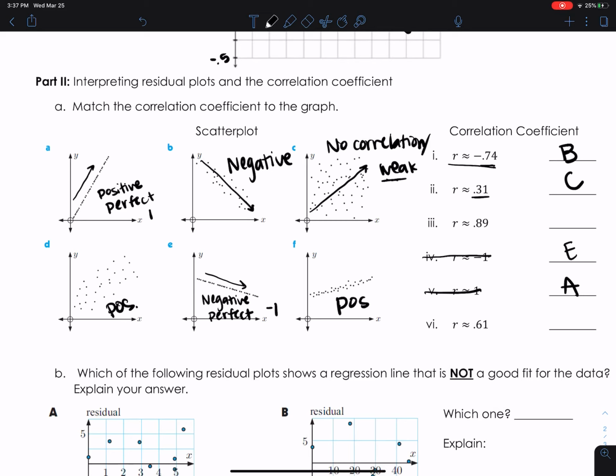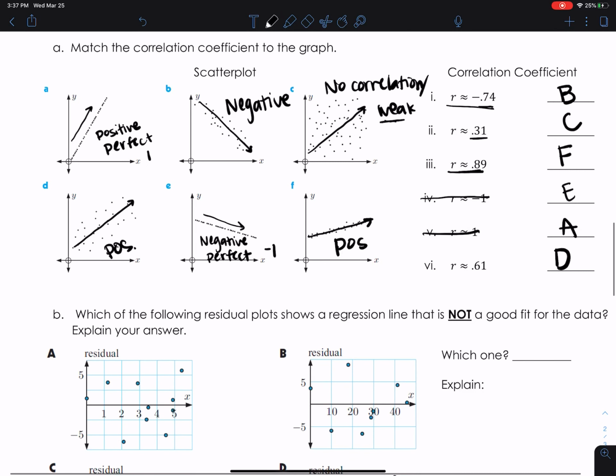And then we have D, if we drew a line for D, and if we drew a line for F, which one has the stronger correlation? Obviously, we can see that it's F, because the points are a lot closer on F. So this one is 0.89, that's the stronger correlation, and then 0.61 would be the weaker out of the two. So that's how you should fill out this section, and you'll have something just like this. You'll have 6 graphs, and you'll be matching the correlation coefficient on the test just like this. It'll have drop-down boxes since it's on Canvas, but it's the same idea.